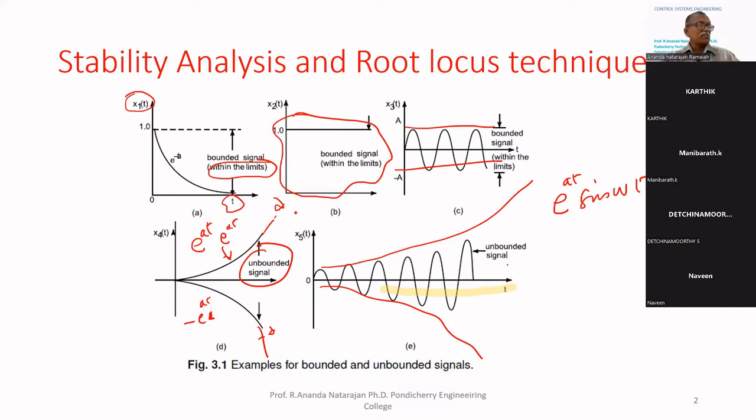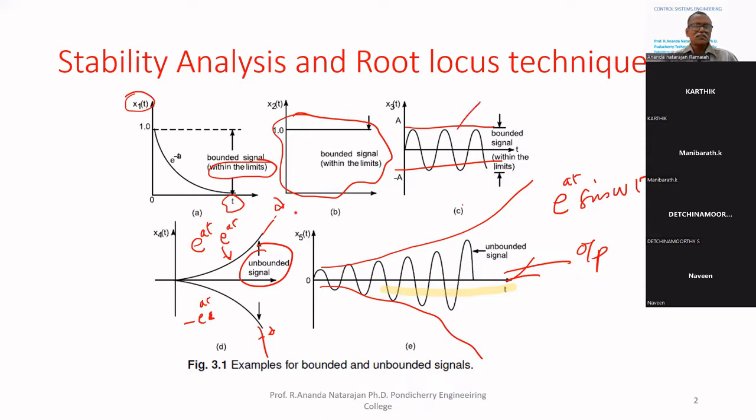If the output of the system is unbounded, then the system is unstable. If you plot the output of a system and it looks like this, this is an unstable system.